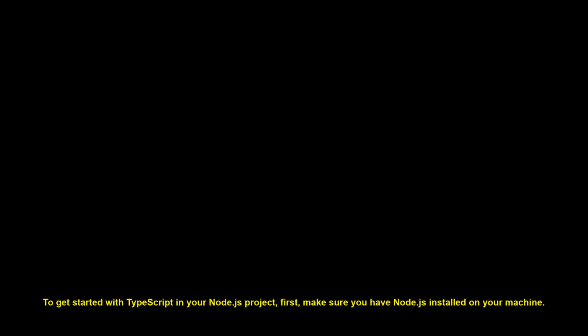To get started with TypeScript in your Node.js project, first, make sure you have Node.js installed on your machine. If you haven't installed it yet, head over to the official Node.js website and download the latest version. Once Node.js is installed, open your terminal or command prompt. Navigate to your project directory using the cd command.